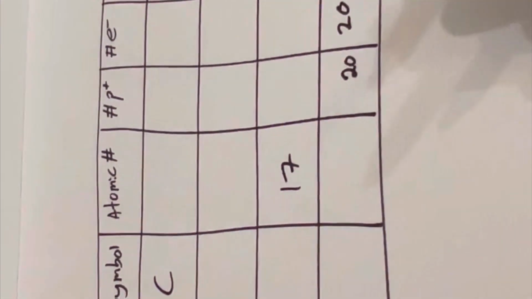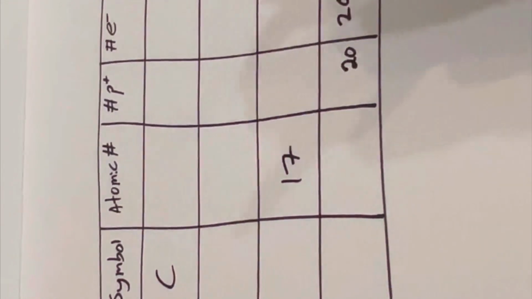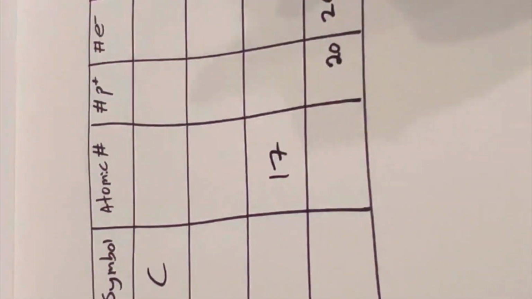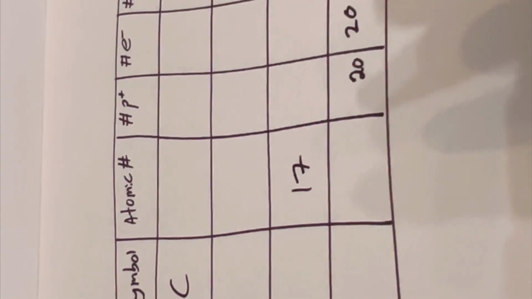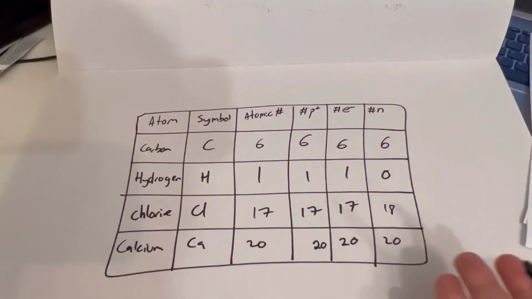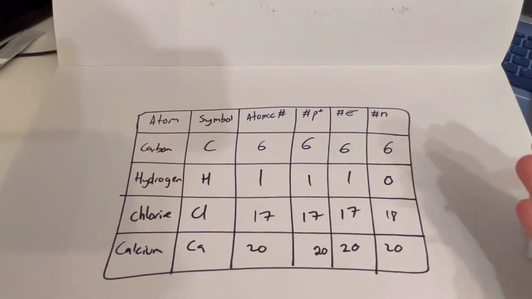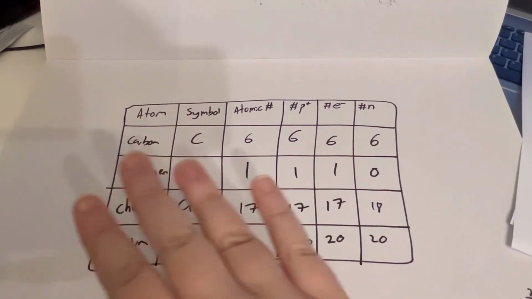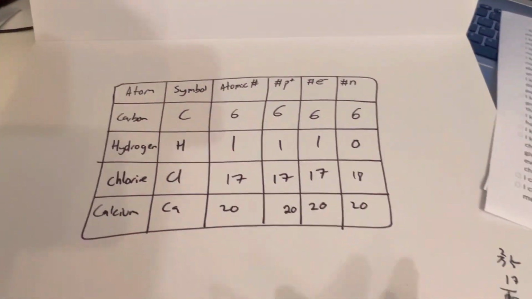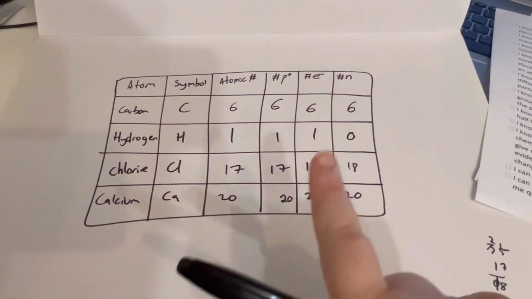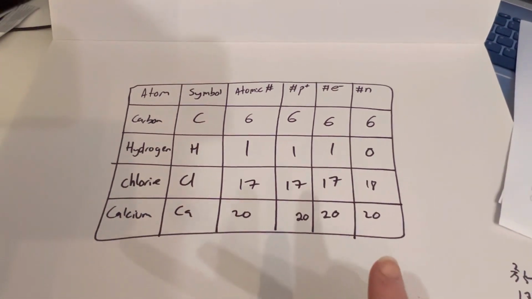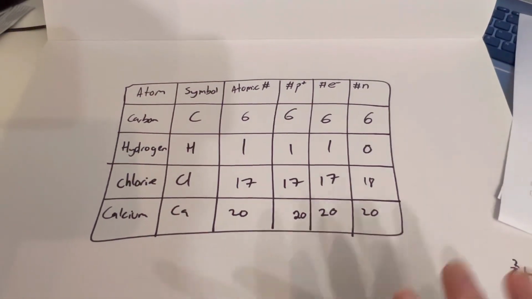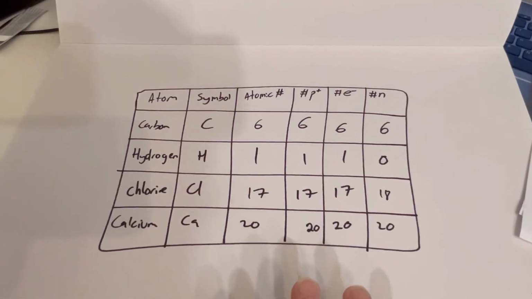You will have a table similar to something like this in your test. I'm going to pause the video now so you can draw this up and fill it in yourself and then check your answers. Okay? So this should be your final answer. We have carbon, hydrogen, chlorine, and calcium. The entire table is filled out. I've done a calculation here on the side to figure out the number of neutrons for chlorine. The rest of them I could read off the periodic table. This is something that you need to be able to do as well.